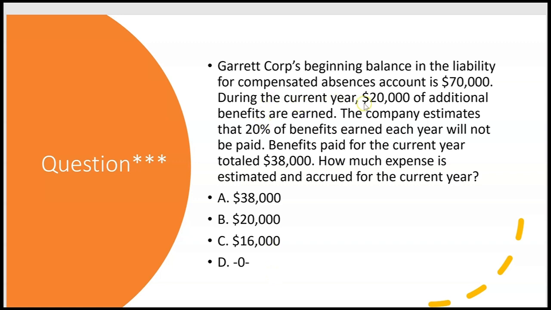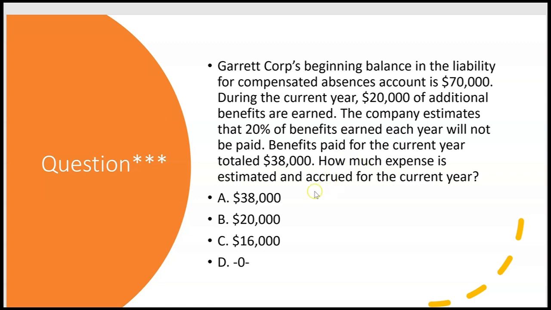During the current year, $20,000 of additional benefits are earned, and they tell us that the company estimates that 20% of the benefits earned each year will not be paid. So that means they estimate that 80% of the benefits earned each year will be paid. Benefits paid for the current year totaled $38,000. So we're going to debit the liability for $38,000 because we're paying those benefits.